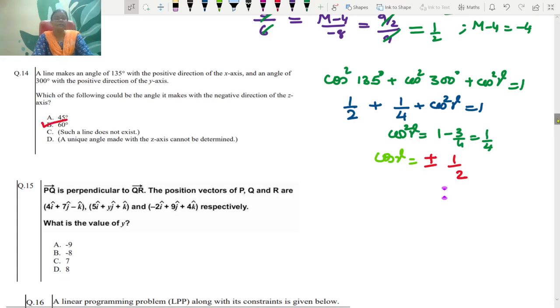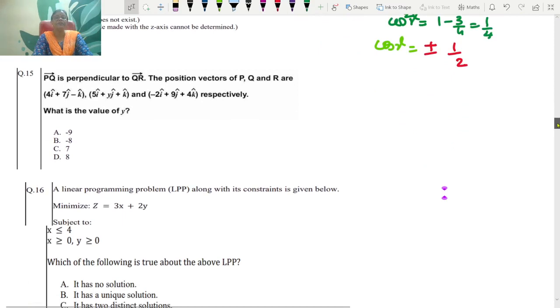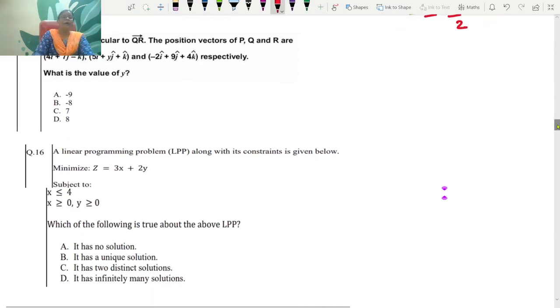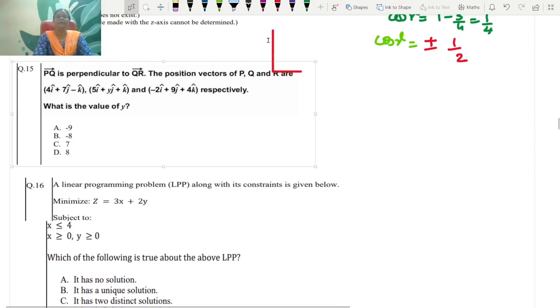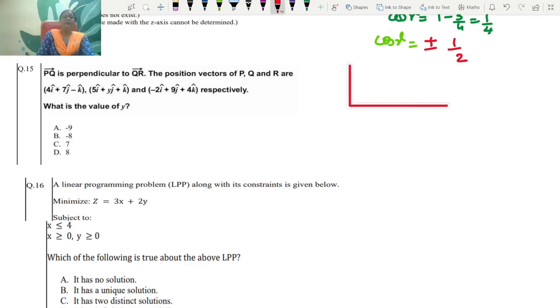Fine. Now the next question is again a question based on vectors. PQ is a vector which is perpendicular to QR. That means there are two vectors which are perpendicular to each other. There are two vectors, and this point that we have is Q. This is P, and let this point be R. So the position vectors of PQ are again given in terms of points.